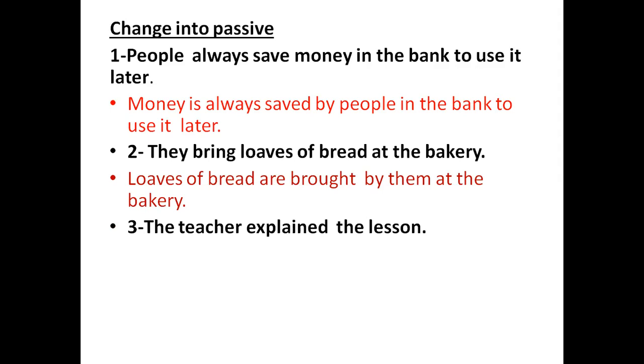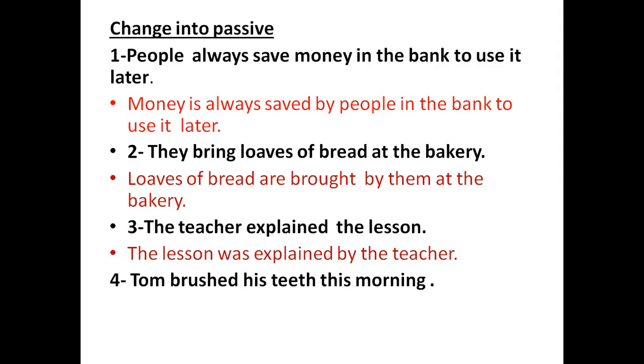To change into passive, we start with the object, the lesson, and we put verb to be in past, was. After that, we put the past participle of the main verb explain. Very good, explained, and we put by plus the subject, the teacher. Very good. So the answer will be: the lesson was explained by the teacher. Excellent. Look at the last one.